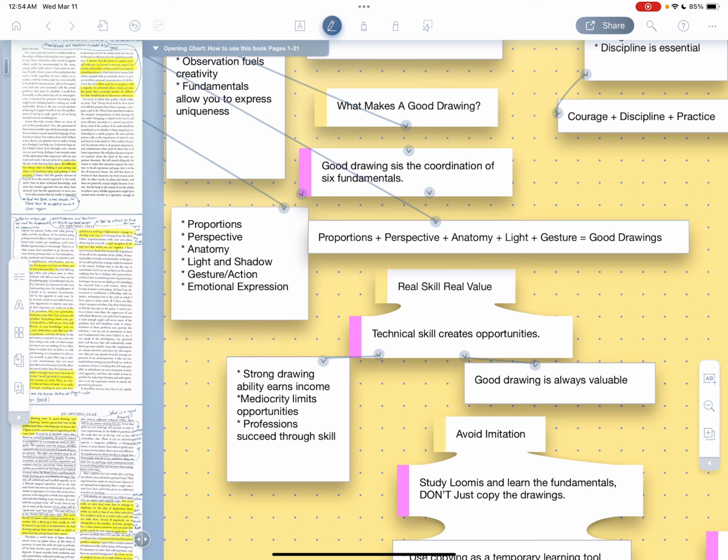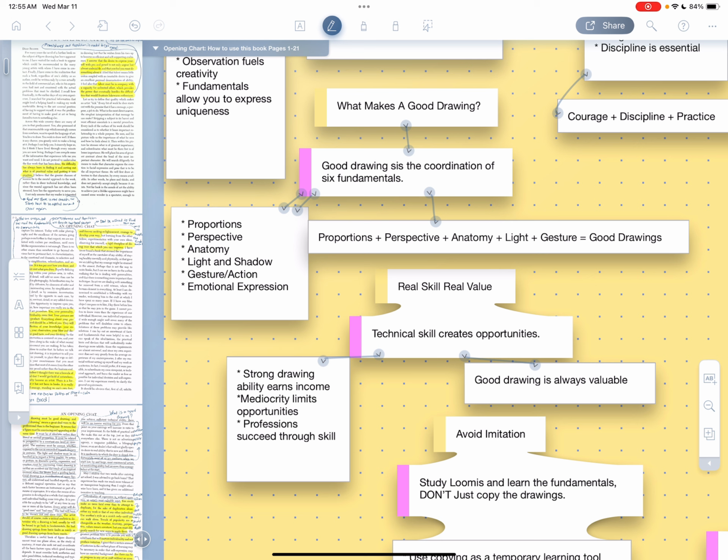What makes a good drawing? Now, this was super, super important to me. A good drawing is the coordination of six fundamentals, and those six fundamentals are, let me connect that, I don't think I did. Proportion is number one. With proportion, you get likeness. Perspective, how figures or objects exist in space. Light and shadow. Gesture slash action.